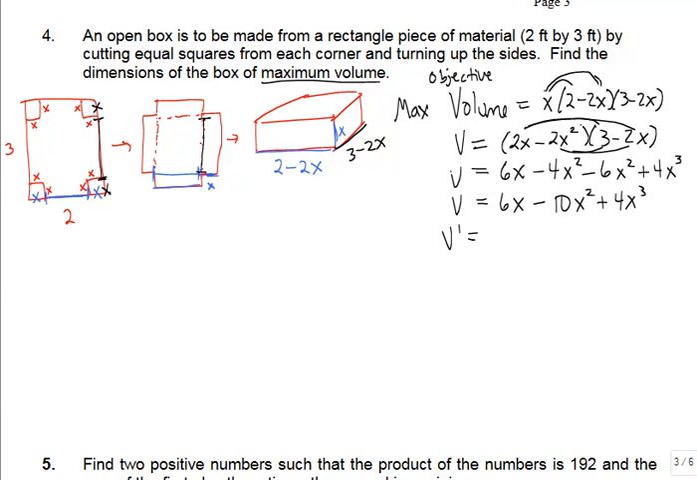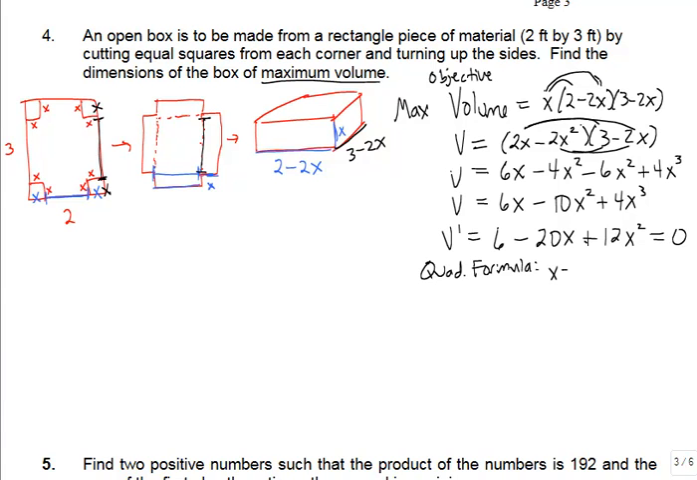So v prime will be 6 minus 20x plus 12x squared. And this is just a nice quadratic equation, so it's never going to become undefined, so the critical points will just be wherever this is 0. Now to solve this, chances are you're going to have to use the quadratic formula because I don't believe that this factors. So we would have to use the quadratic formula.